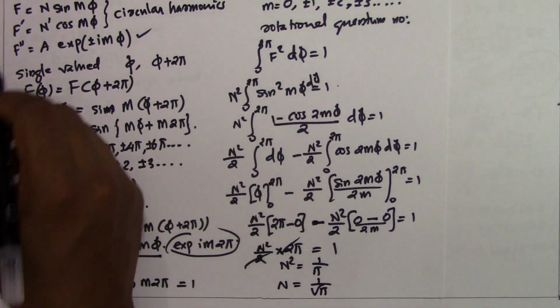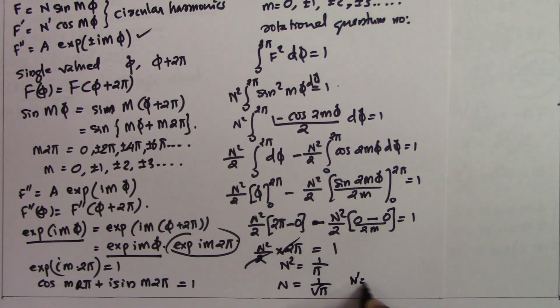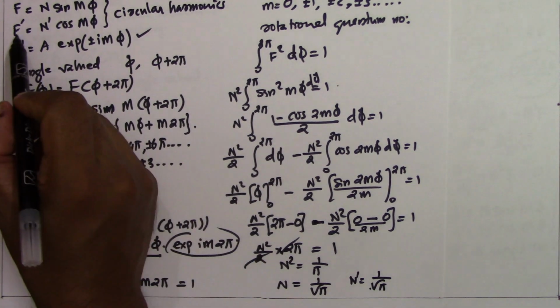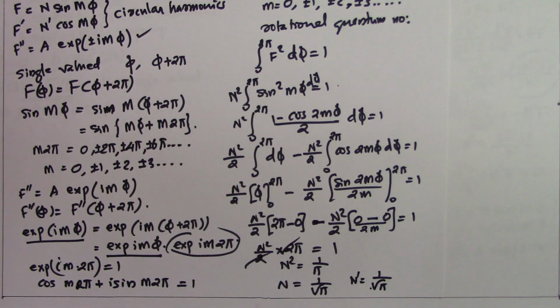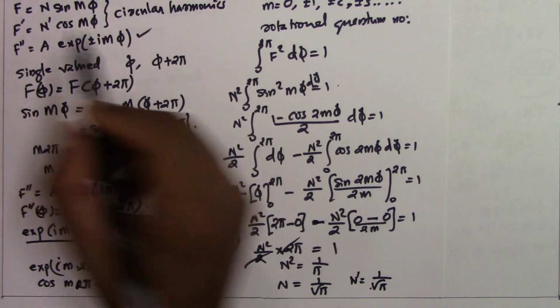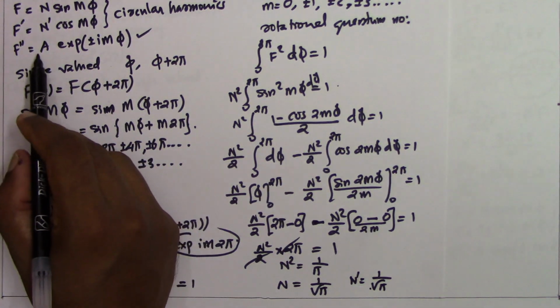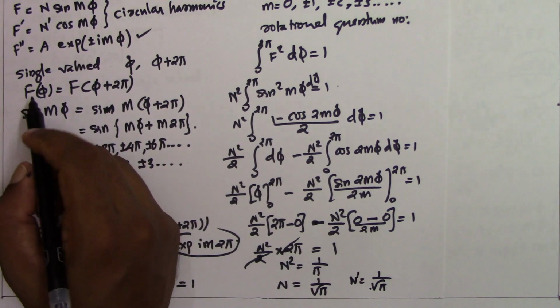So we can also prove that N dash is also equal to 1 divided by root pi. We can take this function f dash is equal to N dash cos m phi and do the same calculation. Then you will find that N dash also is equal to 1 divided by root pi. And if you are taking the imaginary set, from there also we can find out the value of the normalization factor. The normalization factor here is A. We can find out the value of A.